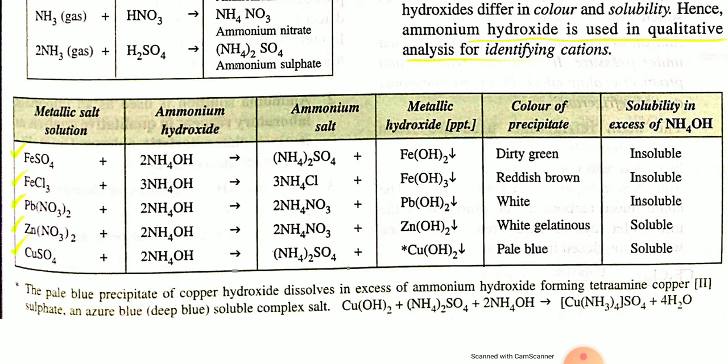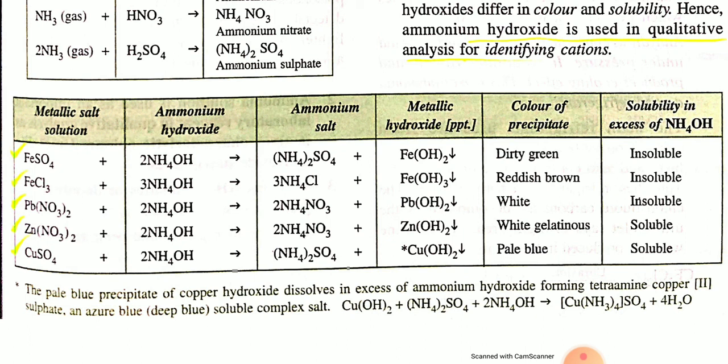Similarly, when lead nitrate, Pb(NO3)2, reacts with ammonium hydroxide, NH4OH, it forms ammonium nitrate, NH4NO3, plus lead hydroxide, Pb(OH)2, and the precipitate lead hydroxide is white in color and insoluble in excess ammonium hydroxide.